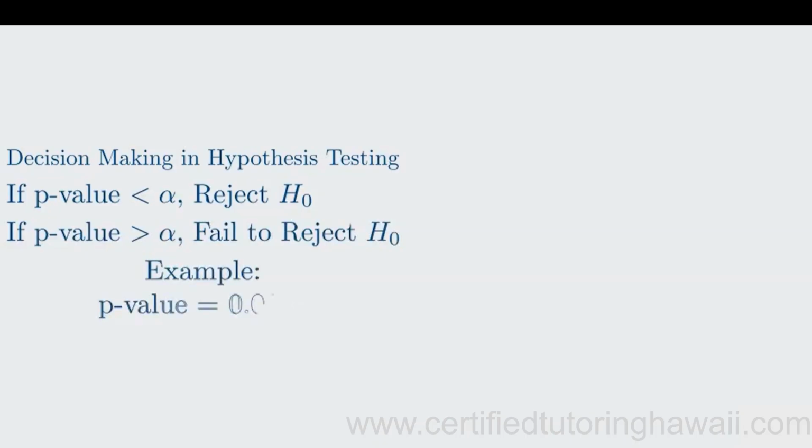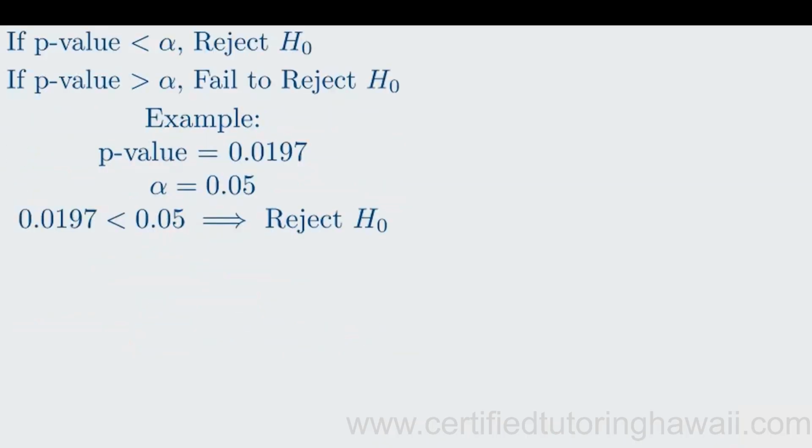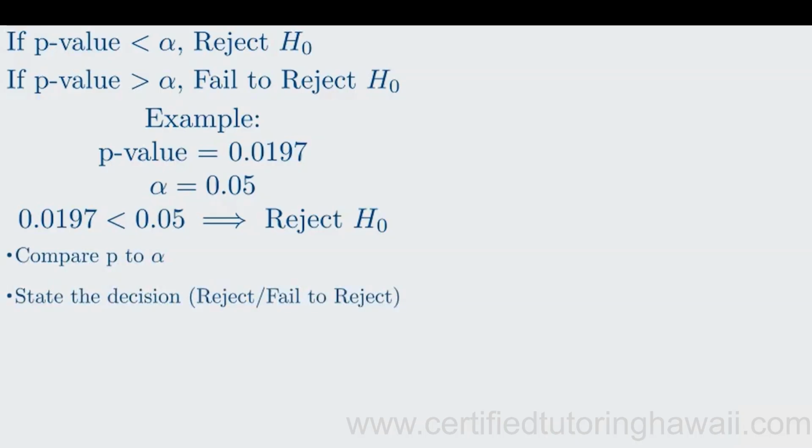In our exam study example, our p-value was 0.0197 and our alpha was 0.05. Since 0.0197 is less than 0.05, we reject the null hypothesis. When writing your conclusion on the AP exam, you must be very specific. First, compare p to alpha. Second, state the decision to reject or fail to reject. And third, state the evidence for the alternative hypothesis in context.